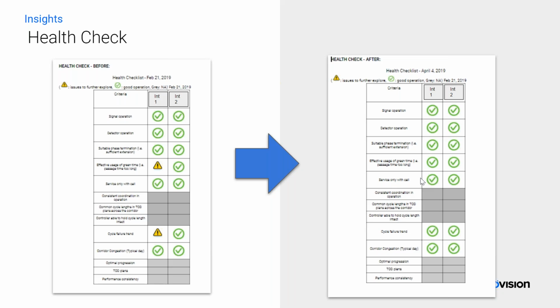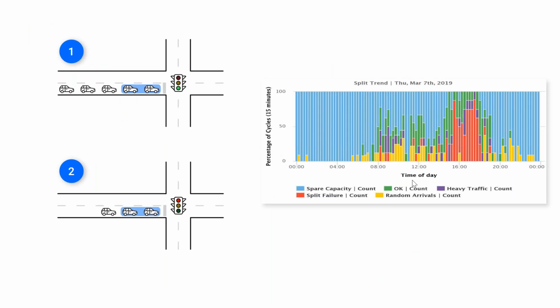So the data can help us go through this checklist, check mark and red flag issues that can potentially be looked into, evaluated and hopefully improved. So this is a case like that. We went from the left checklist to the right checklist. There were two issues at this intersection that we were able to identify through the ATSPM data and address. So what were the issues?